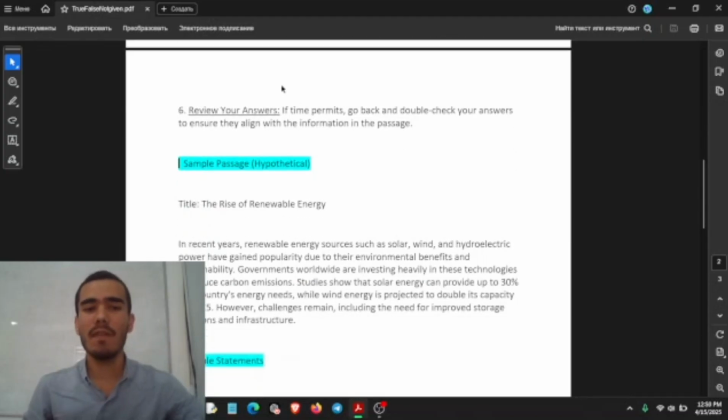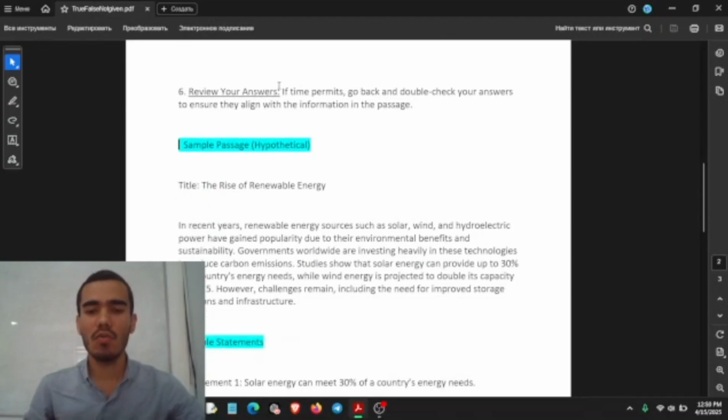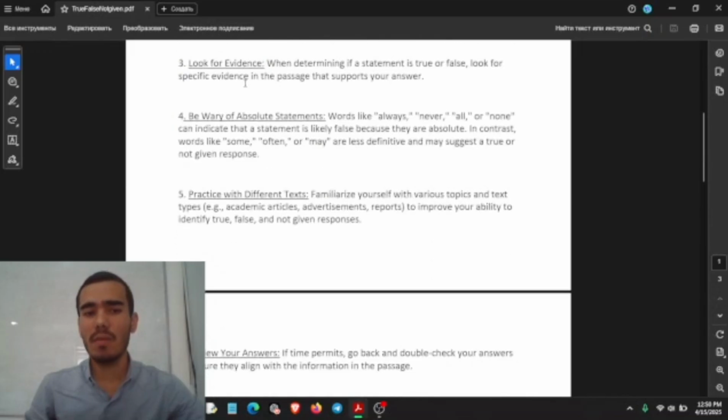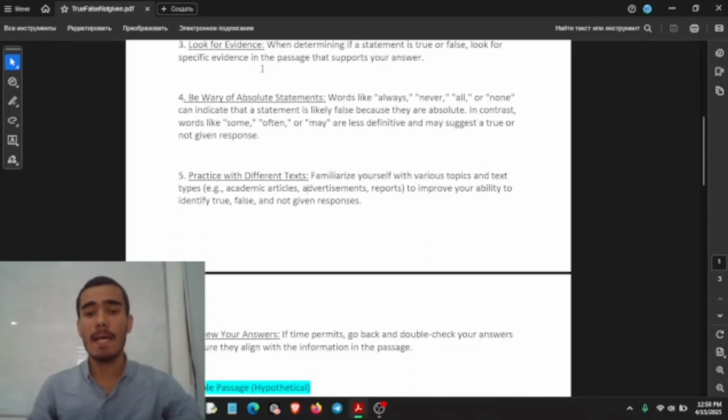And last thing you have to do is, when you finish all the questions and when you chose an answer for all the questions, check your answers one more time. Just if you have extra time, double check and make sure you found the correct answer. So that's all the steps you have to take to find answers for true, false, not given questions.